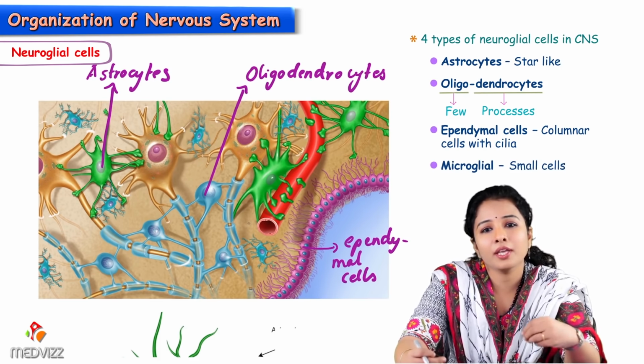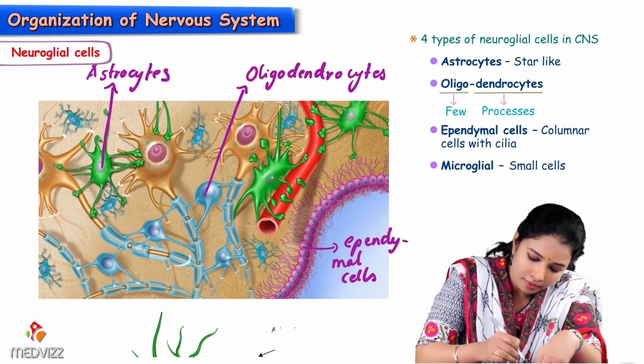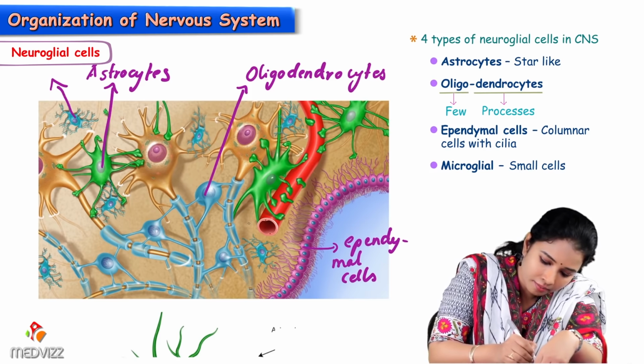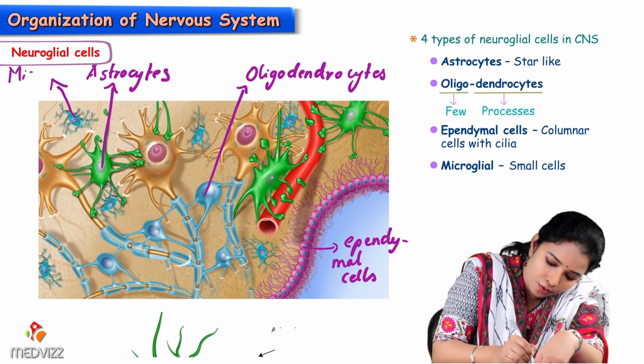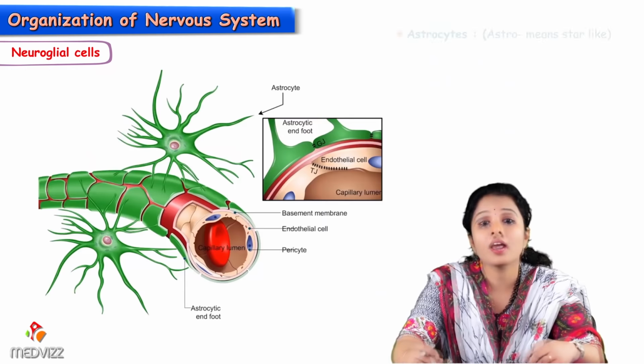And microglia. Micro means small. They are small cells, so they are called microglial cells. So, these are microglia. These are the 4 varieties of glial cells or neuroglial cells. We can say glial cells also.